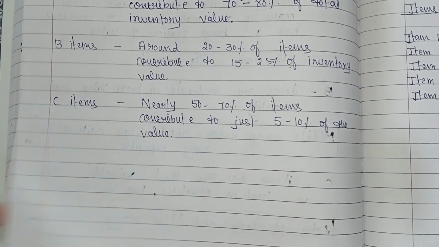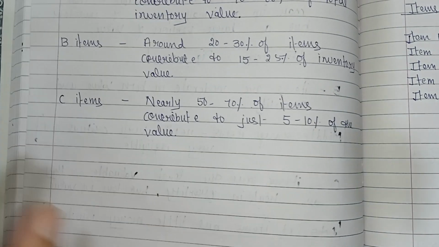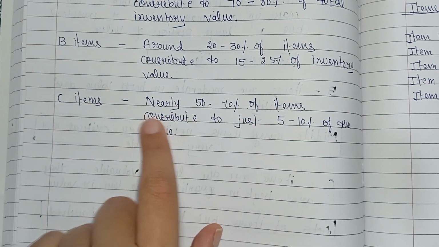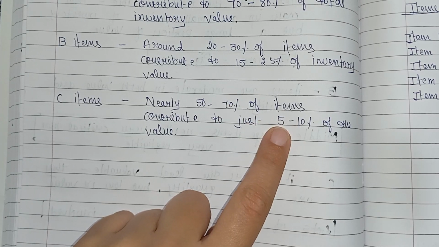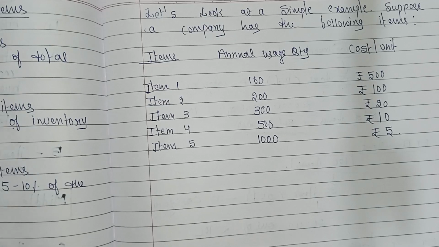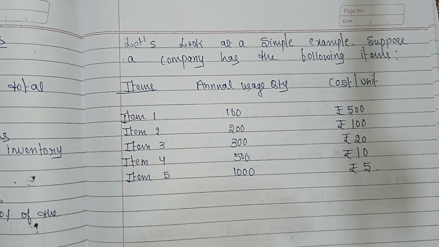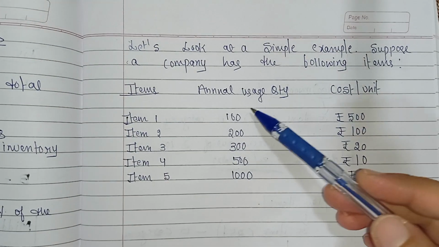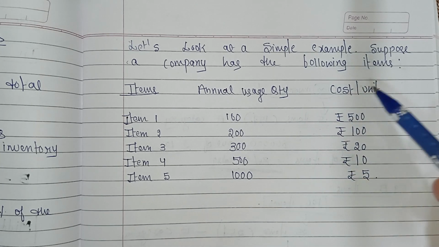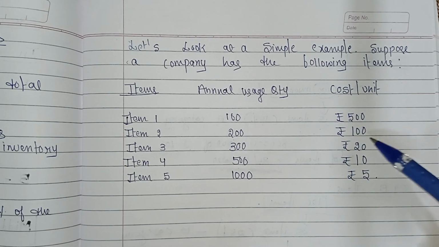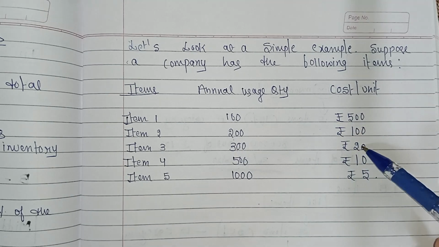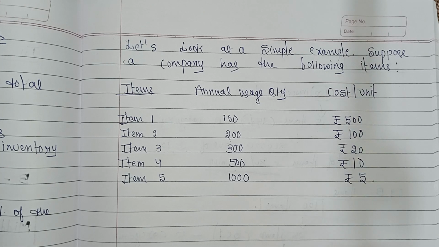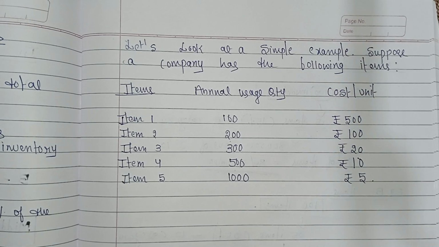A items means what? They are few in quantity but big money. B items are not as valuable as A items but more valuable than C items. And C items are big in quantity but lower in value. So remember this. Let's look at a simple example. Suppose a company has the following items: items 1, 2, 3, 4, 5, with annual usage quantities 100, 200, 300, 500 and 1000. The cost per unit for quantity 100 is rupees 500, for 200 it is rupees 100, for 300 rupees 20, for 500 rupees 10 and for 1000 rupees 5. Clear? Now we need to categorize whether they are A items, B items or C items.